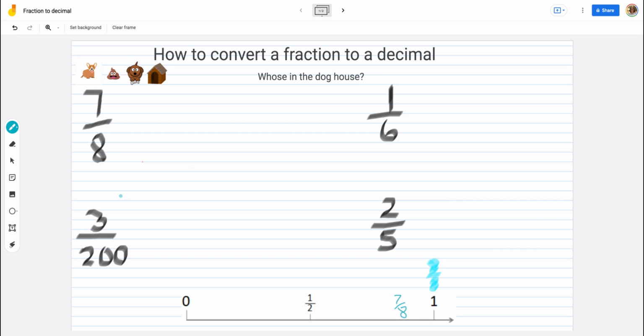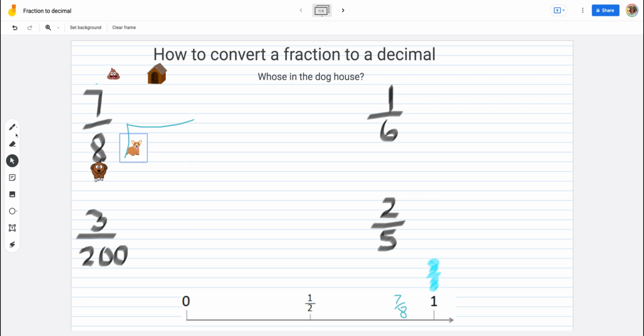Let's go ahead and get started with 7/8. I'm going to change this into a decimal. Now, I like dogs, so I remember that my numerator is my top dog, and my denominator is the doggy down below. And I want to ask myself which dog is in the doghouse. There's my division bar. It's my doghouse. And so the top dog is going to go into the doghouse.